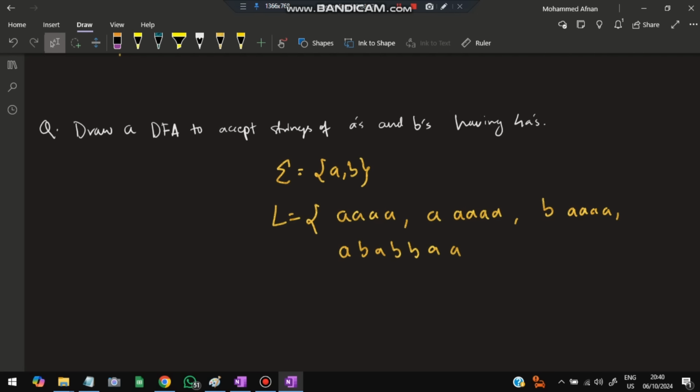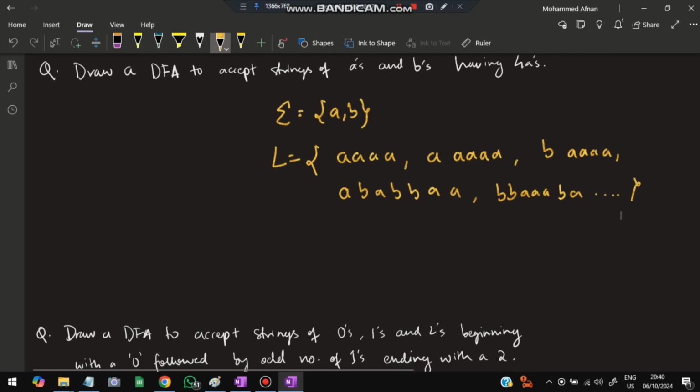4 A's should be there. It's not given that they should be consecutive. They can be anywhere in the string. It can be B, B, A, A, A, B, A. This is also accepted, right? So we can have 4 A's anywhere. The total number of A's should be 4.